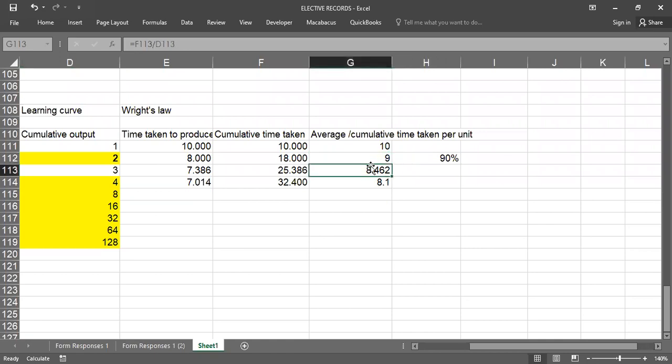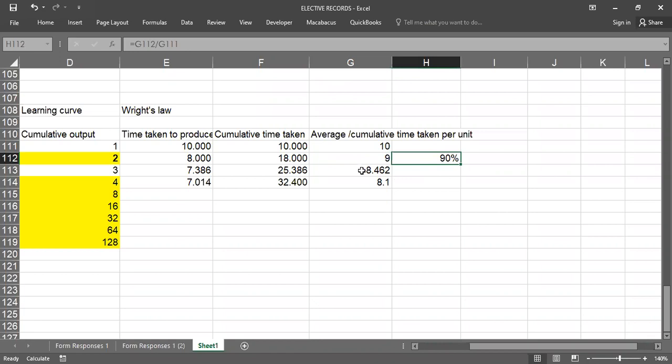So the 90% I've said is coming from the law that you need to know the average cumulative time. And we're saying it is at a fixed rate of the previous average time. So I'm saying that the 9, its previous is the 10. So the 90 is given by the 9 divided by the previous, which is 10, times 100%. Then you get the 90%. Okay, let's see another example or the next item.